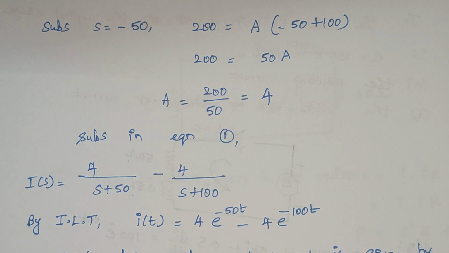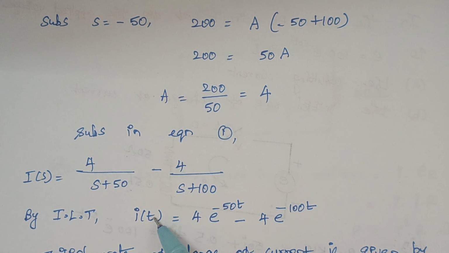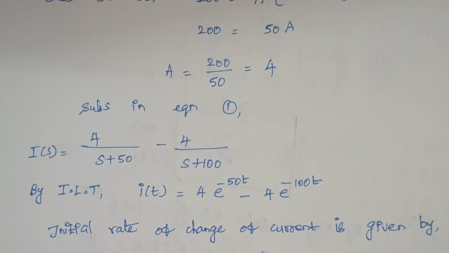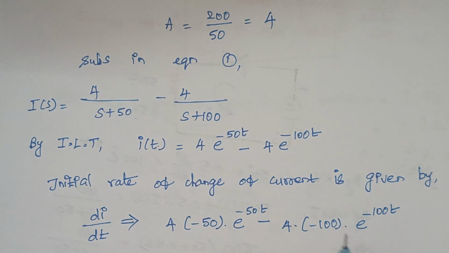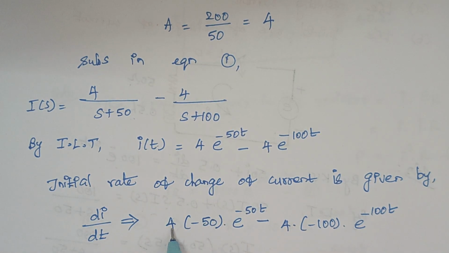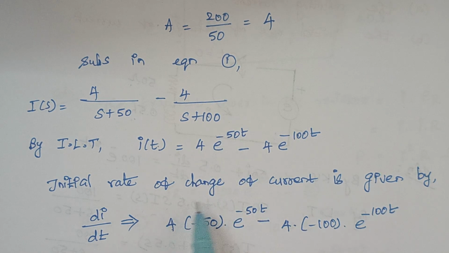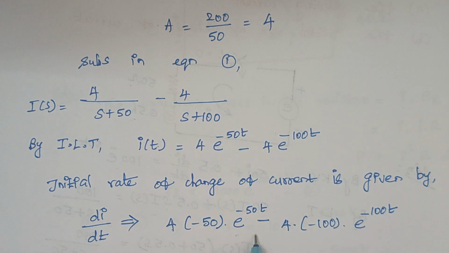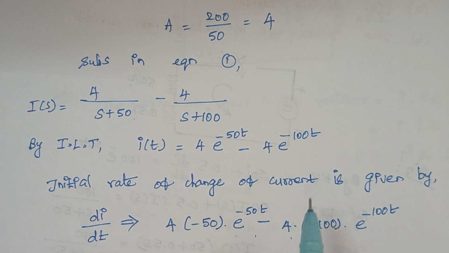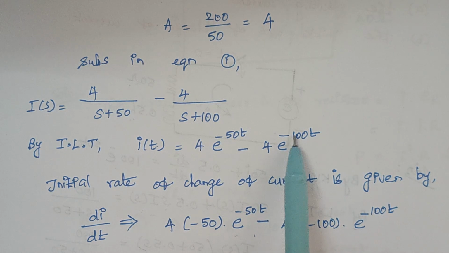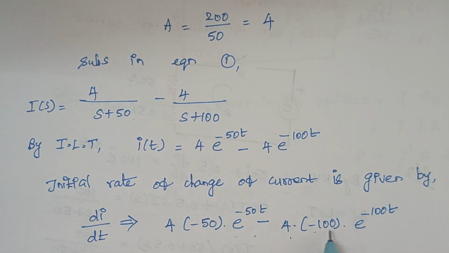Then the next thing is to calculate the initial rate of change of current. The words rate of change denote that we have to differentiate this current with respect to time. When you differentiate this expression, the 4 remains as such, and for e to the power minus 50t, minus 50 comes out and the term remains as such. Again, for minus 4 e to the power minus 100t, differentiating this part gives minus 100 into e to the power minus 100t.